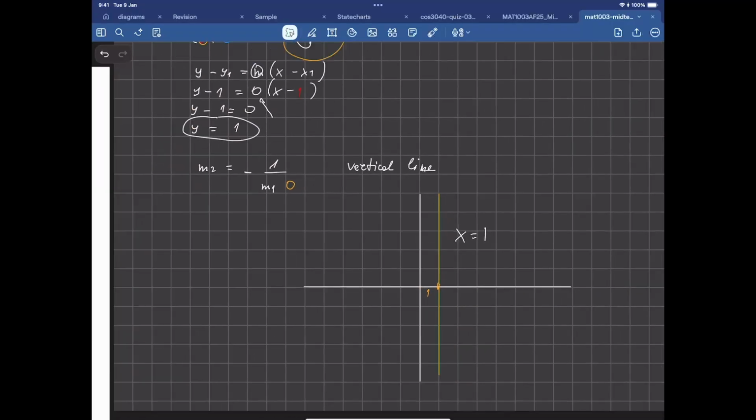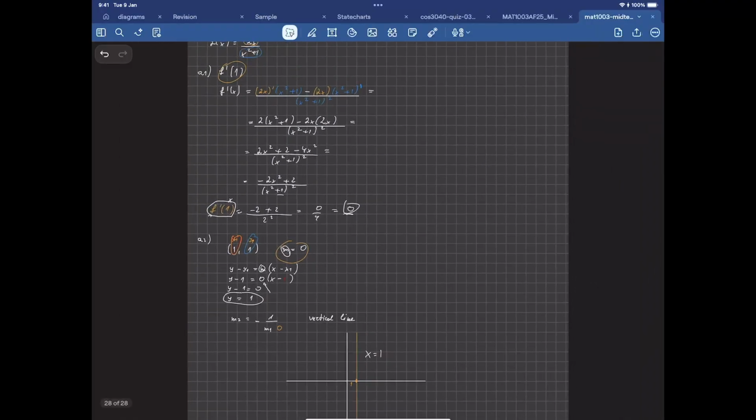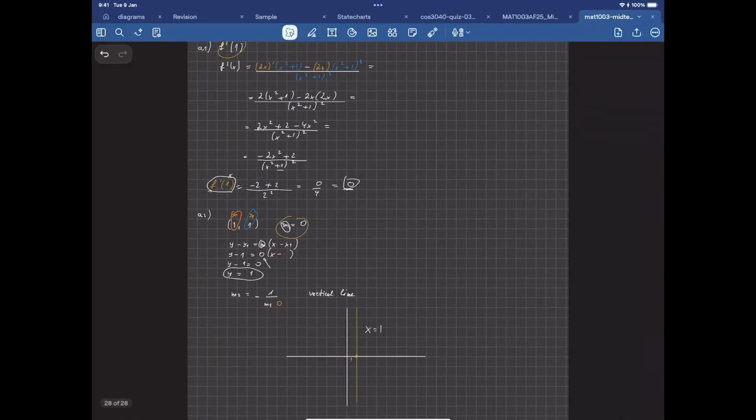So that's pretty much it for this problem. It's slightly longer than the other ones, right? But as long as you understand how slopes and derivatives are connected, you'll be fine, I believe.